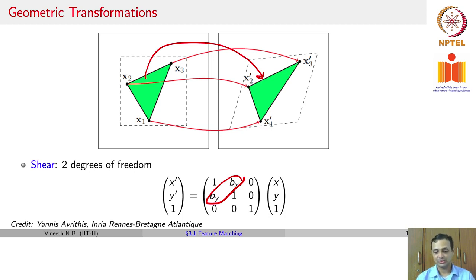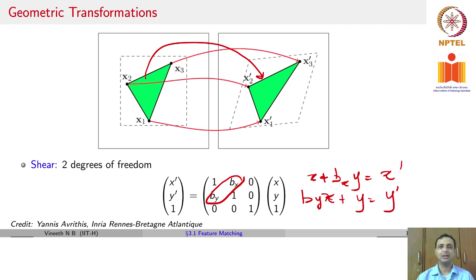You can write out the equations of shear as x plus bx y is equal to x hat, by x plus y is equal to y hat. This is simply a linear system of equation way of writing the transformation.